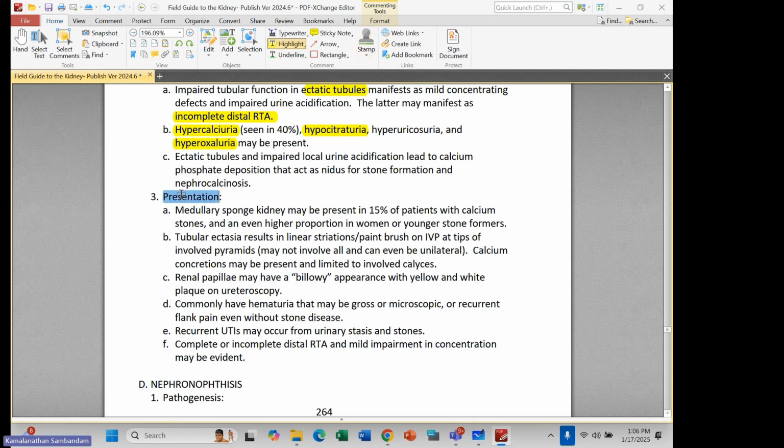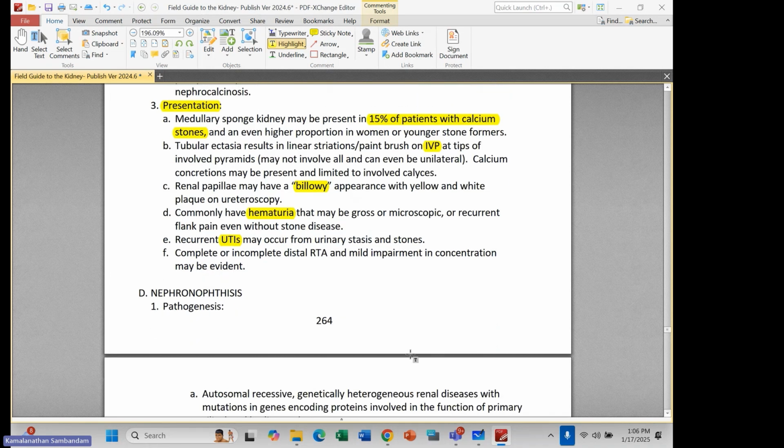So the presentation: most of these patients are asymptomatic. However, some come to presentation because of a nephrolithiasis history. I told you about the imaging findings, this paintbrush feature, and then the ureteroscopy finding of this billowy appearance. These patients may even have hematuria without overt kidney stones. Some have described a correlation with recurrent UTIs, which I would say is a questionable association. And we've talked about some of the tubular transport defects that might be a feature as well.